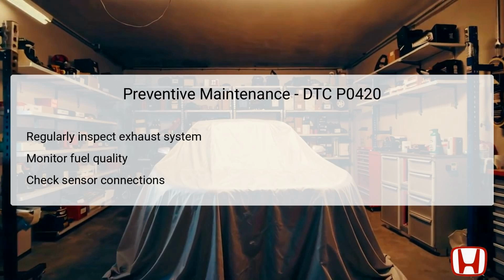Regular inspections of the exhaust system can help identify any physical obstructions or issues related to the catalytic converter or sensors before they escalate into more severe problems. Additionally, monitoring the quality of fuel used in the vehicle ensures that impurities do not affect the catalyst's performance. Ensuring that all sensor connections are tight and free from corrosion can prevent electrical noise that may interfere with the readings. By instituting these preventive measures, vehicle owners can help maintain the integrity of their Honda Accord's emission systems, thereby reducing the likelihood of facing DTC P0420 again.